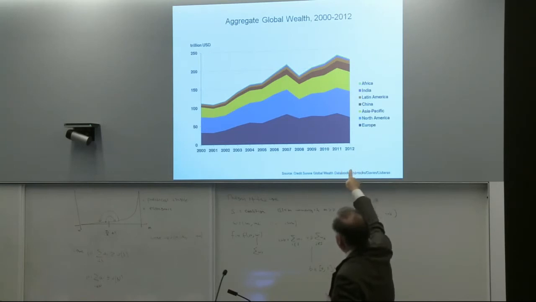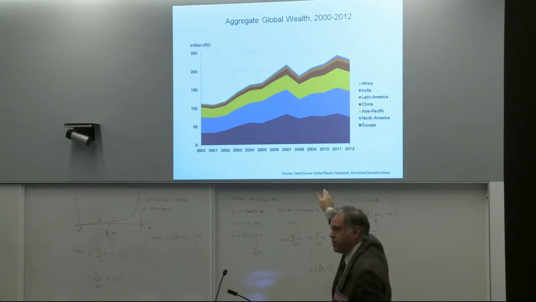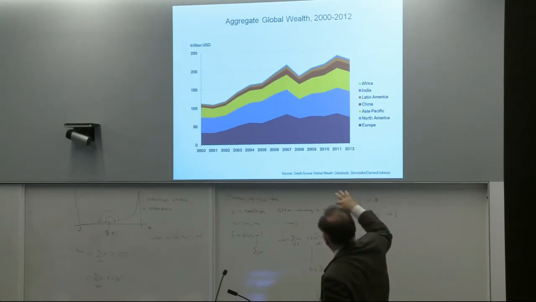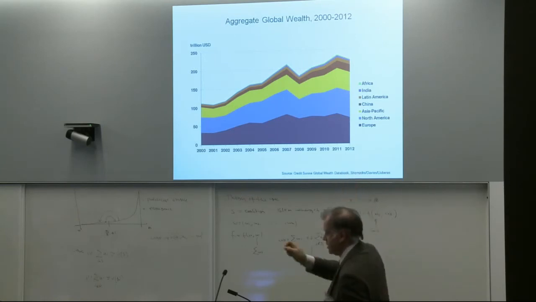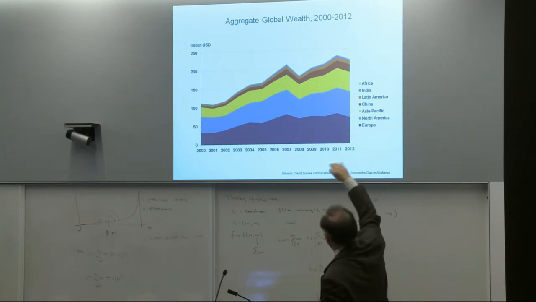The decline from 2011 to 2012 is basically an exchange rate phenomenon. So the US dollar went up over that period. The 2012 number is, by the way, for the middle of 2012, it's like the end of June. So this little decline there at the end is, if you use constant exchange rates, actually level.